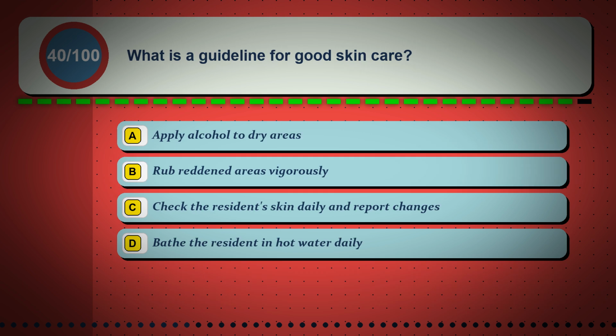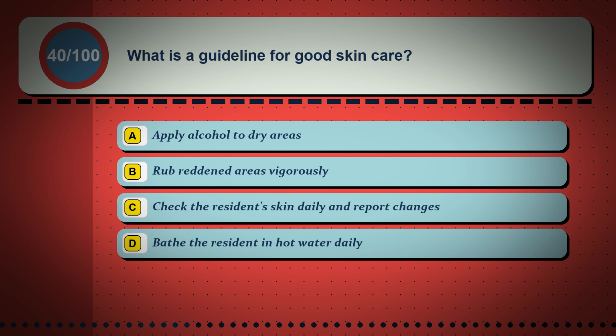Question 40. What is a guideline for good skin care? Option A, apply alcohol to dry areas. Option B, rub reddened areas vigorously. Option C, check the resident's skin daily and report changes. Option D, bathe the resident in hot water daily.